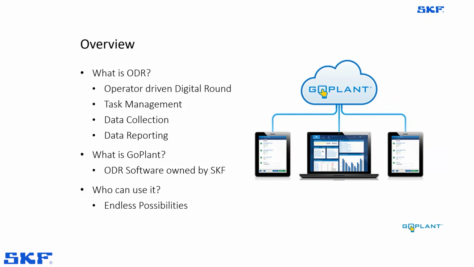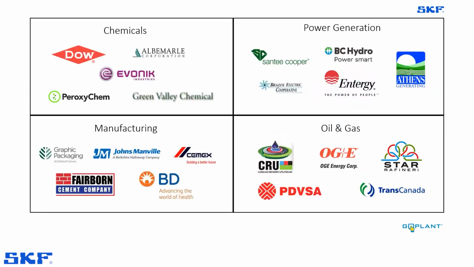So who can use it? I just put endless possibilities because once you see how easy it is to customize, anywhere in a plant, you can really use it when it comes to health and safety, operators, maintenance team, security. Anyone who needs to fill out something and you need to have a record of it, GoPlant is an awesome fit for that. So, like I said, we have lots of customers across North America. This just gives a snapshot of who is currently using it. We have about 60 to 70 current sites right now across North America.